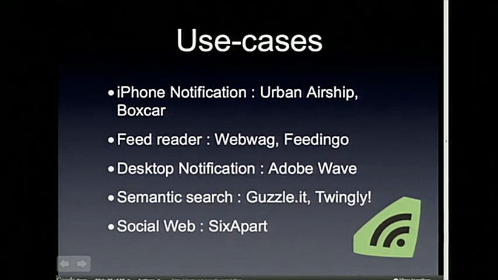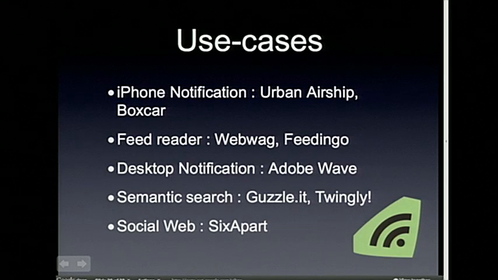A few use cases of people who actually use the default hub. There's a bunch of iPhone apps that can send you notifications while you're at a conference, for example. We help them get content from feeds. So Urbanership is an example. Boxcar is another example. There are obviously feed readers. You guys probably know WebWag or Feedingo, which are out there, pretty nice applications.